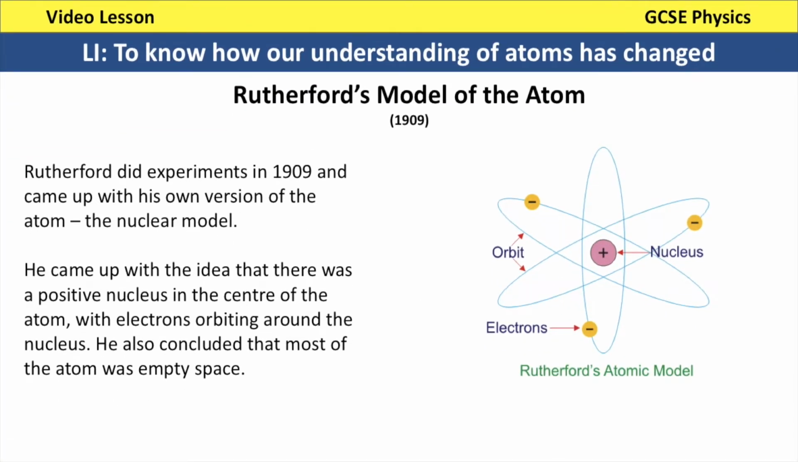Now in 1909, Rutherford did experiments, which we're going to look at in more detail later in this video, and these allowed him to develop his own version of the atom, which was called the nuclear model. He came up with the idea that there was a positive nucleus at the centre of the atom with electrons orbiting around the nucleus. He also concluded that most of the atom was empty space. Again, you can see a diagram there on the right hand side of the board showing the positive nucleus in the centre, with the negative electrons orbiting it.